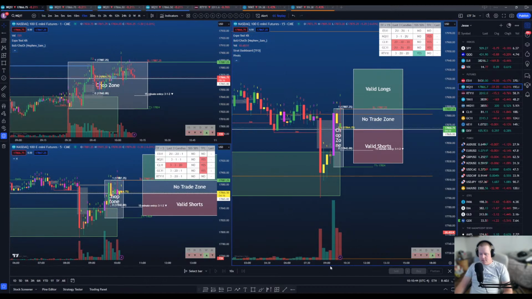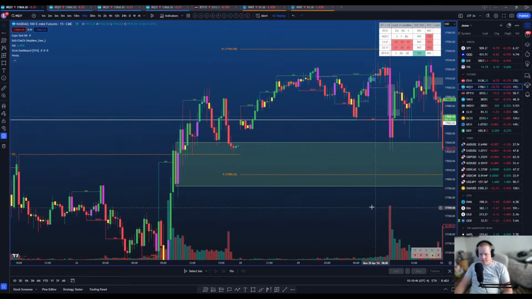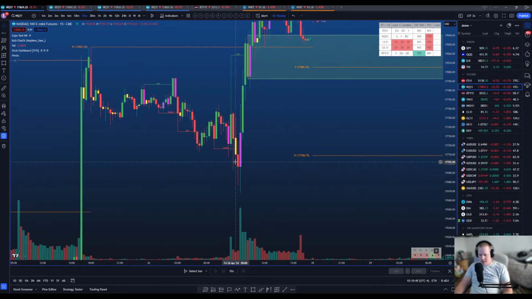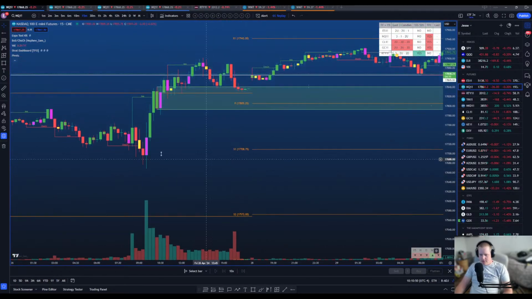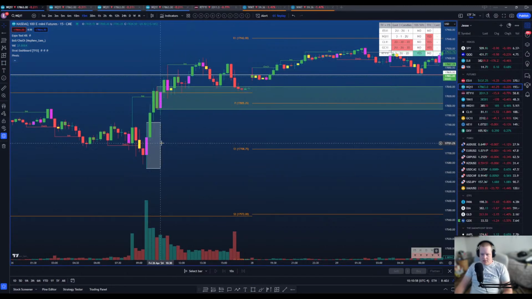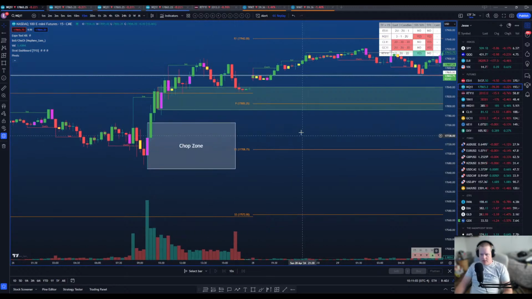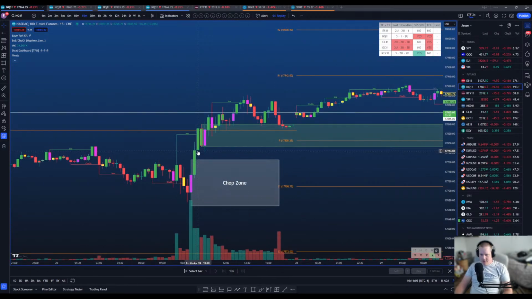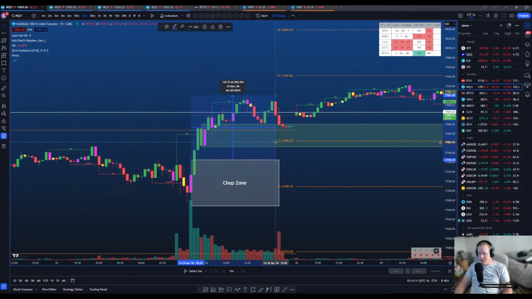Let me look at what was our last directional day. Here. Literally Friday. Friday, if I draw that box at the 9:15 candle, here's my chop zone for the day. Once we're over it, you would have had 140 points.